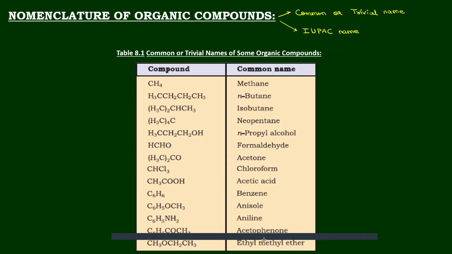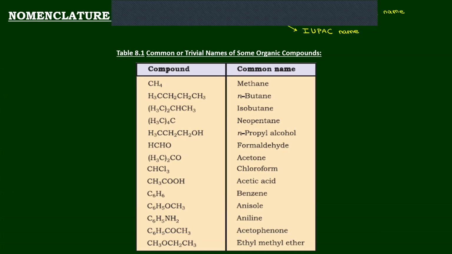You can see a list of the organic compounds which have their trivial names. Some of them we are already well versed with. So if you look at the first compound, CH4, it is methane. Next one is the straight chain of 4 carbon atoms, that is normal butane. Then a branched chain on the second carbon, isobutane. Two branches on the second carbon called neopentane. So these are the 4 alkanes which we have already talked about.